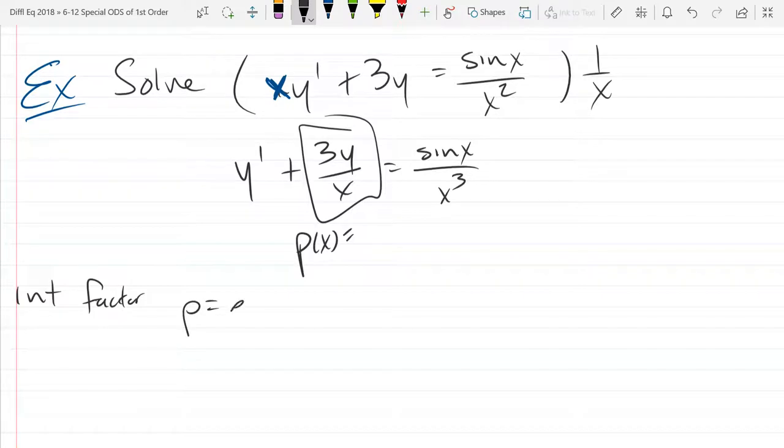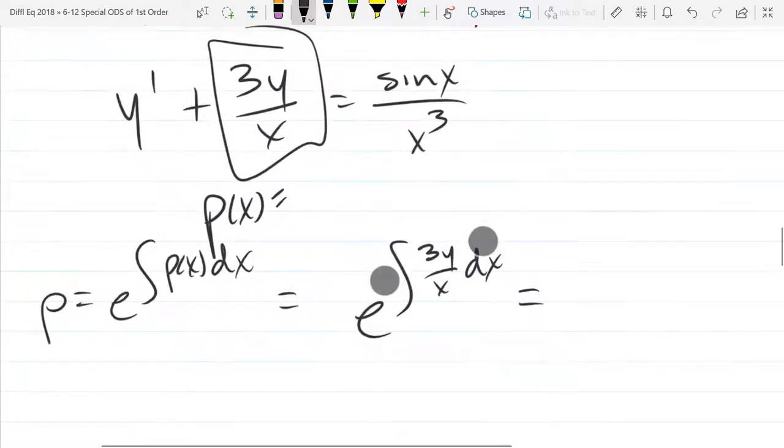So integrating factor, rho, is e to the integral P of x dx, which is e to the integral of 3y over x dx. Now this looks a little bit scary. This is actually a very easy antiderivative. What algebra can I do first?